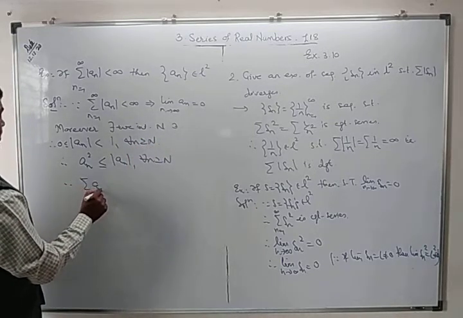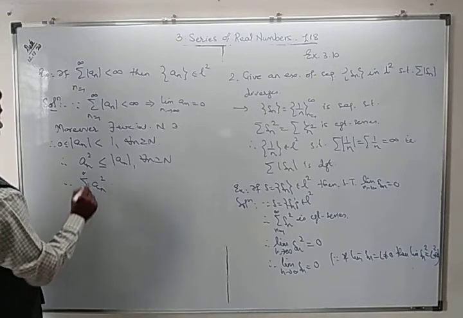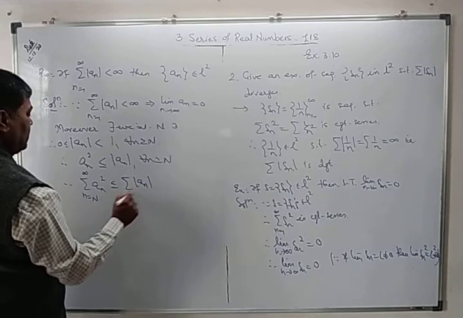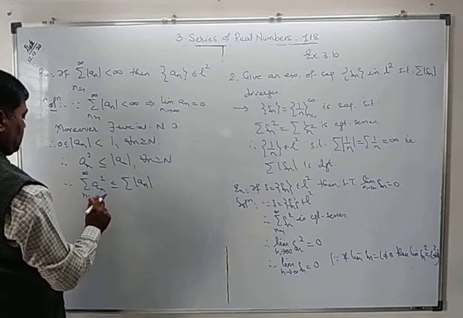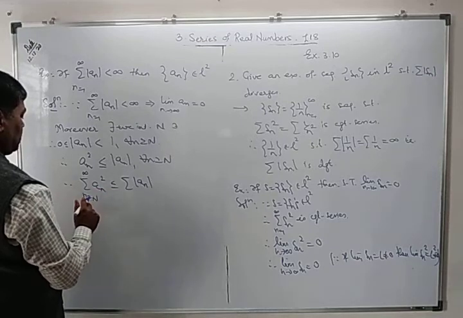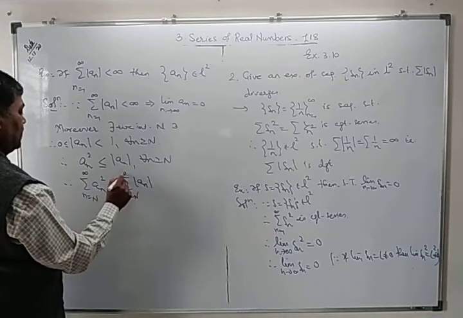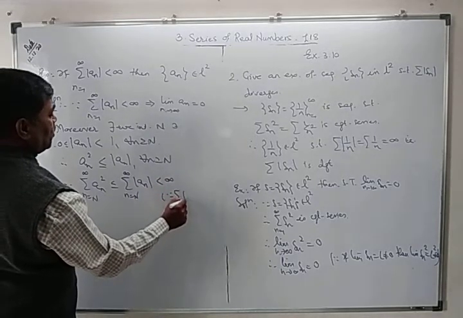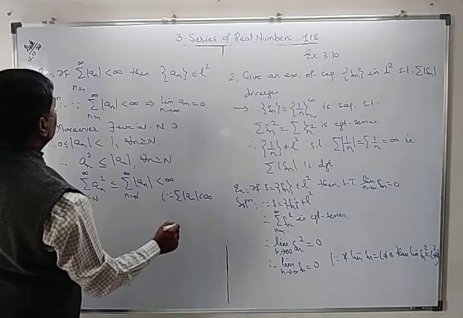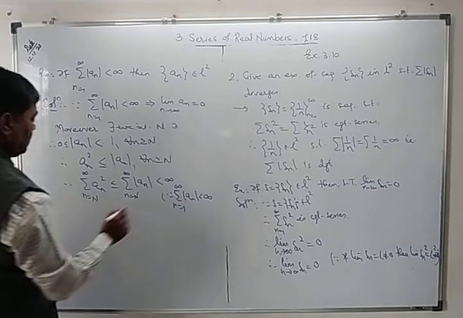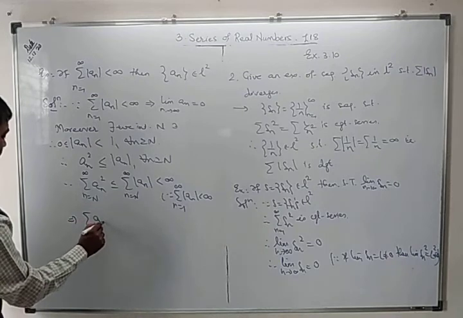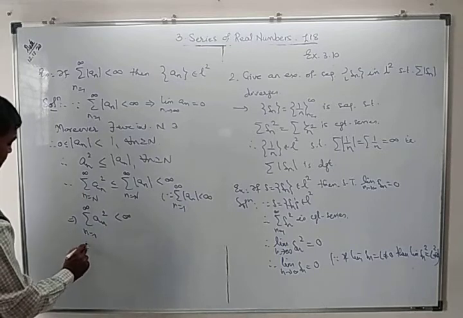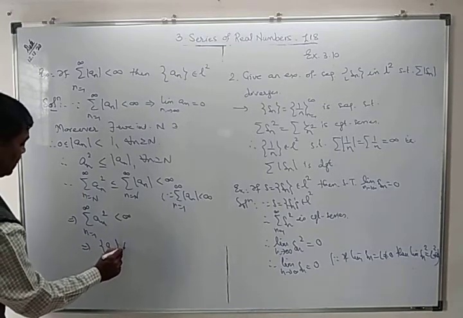And therefore summation of Sn square, n equal to N to infinity, is less than or equal to summation of mod Sn, n equal to N to infinity, less than infinity. Since summation of mod Sn is less than infinity, n equal to 1 to infinity, this implies summation of Sn square, n equal to 1 to infinity, must be less than infinity, implies Sn belongs to L2.